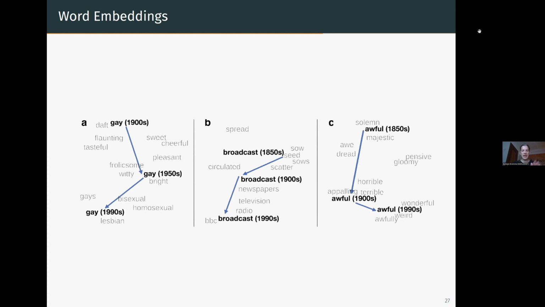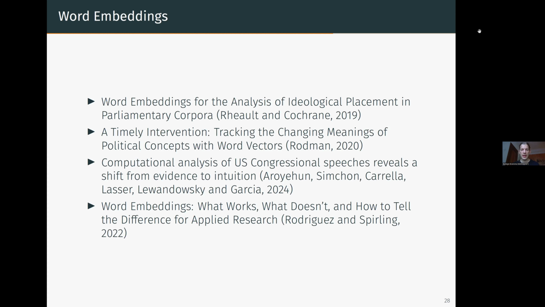The same you could see, for example, with the word gay, which meant something like daft, flaunting, and tasteful. Then in the 1950s it became a context of witty and bright, and nowadays it's in the context of homosexuality, bisexuality. So the word has a different context. It has different friends, to put it that way. And this is something that's very important to see. So we can see how that changes. That's what word embeddings do.